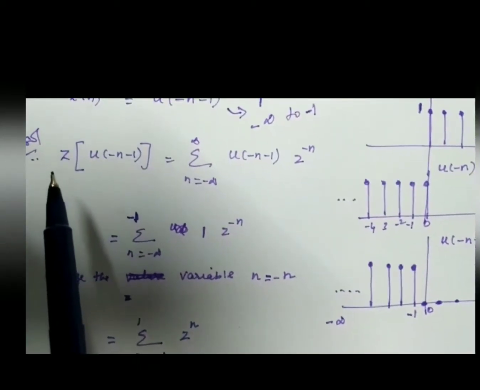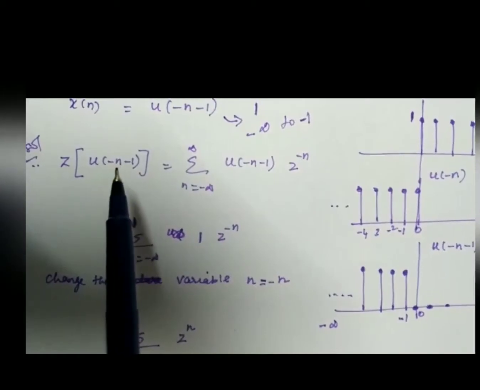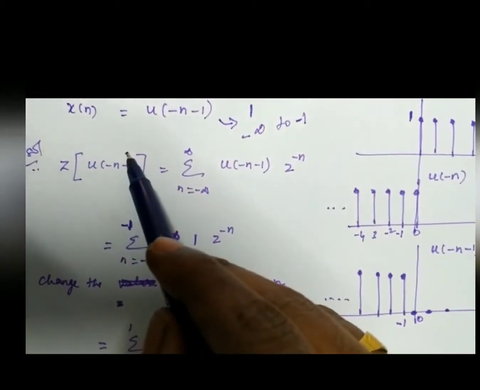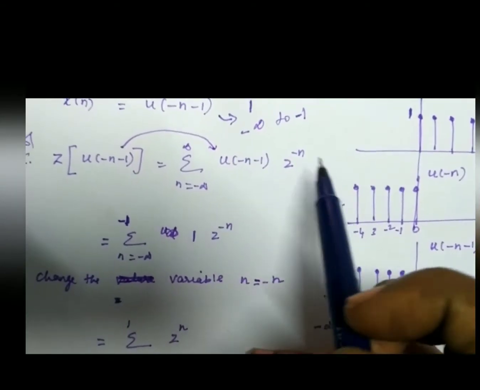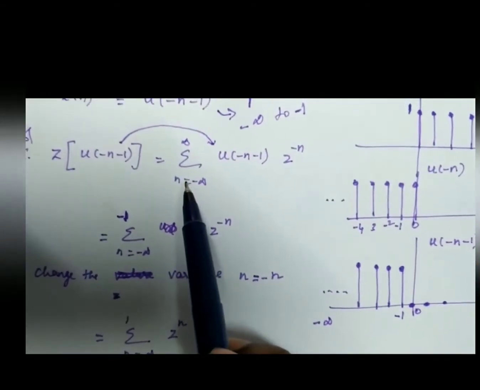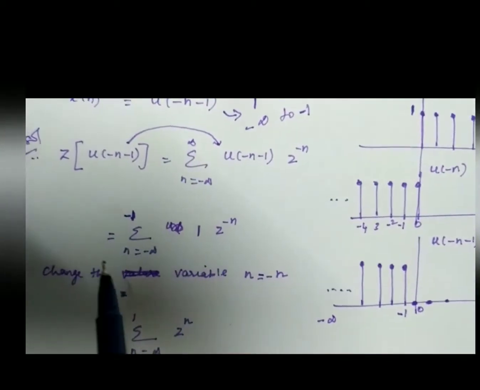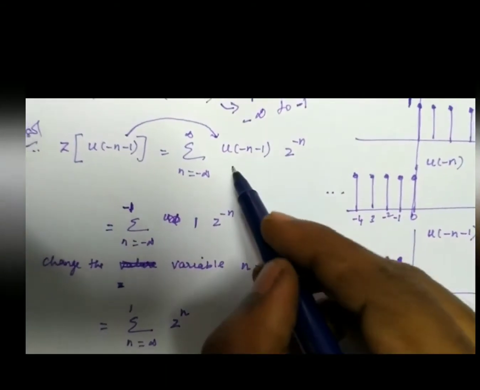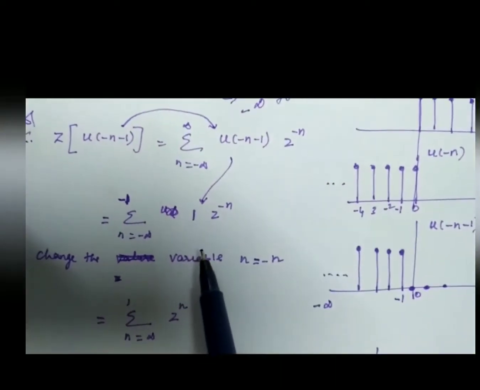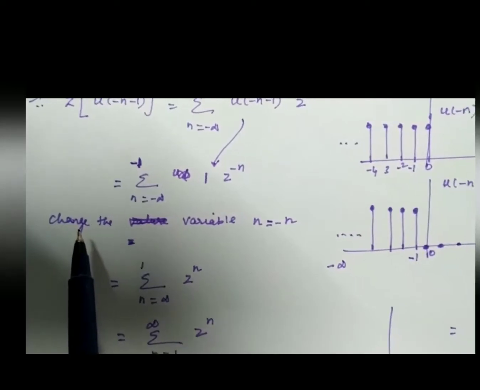Now come to the problem. We need to find the z transform of this function. Whatever function we need to take the z transform of goes into the formula like this. This formula runs from minus infinity to plus infinity, but the limit reduces to minus infinity to minus 1, over which the function value is 1.